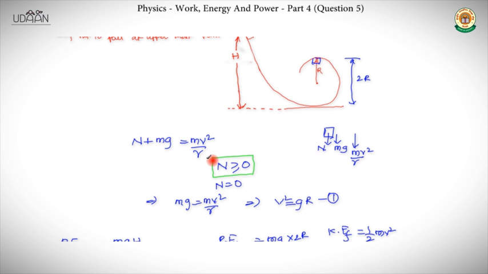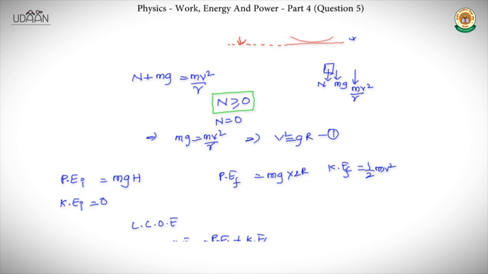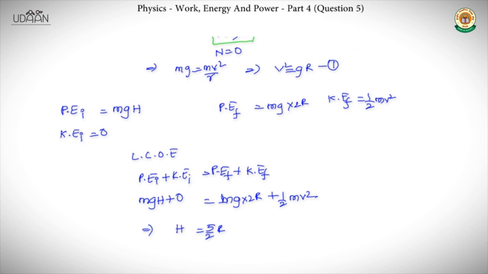But in the question, it was asked to find out how the body should not fall at the uppermost point. That's why we have considered N equal to 0, because it's the uppermost point. And then he equated the initial kinetic energy plus potential energy and the final kinetic energy plus potential energy using the law of conservation of energy, and solved the question.